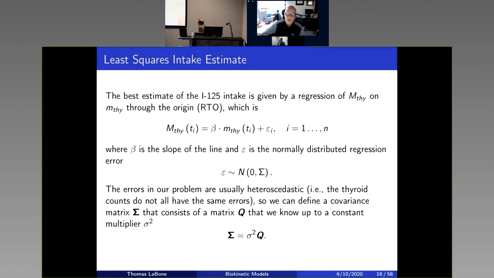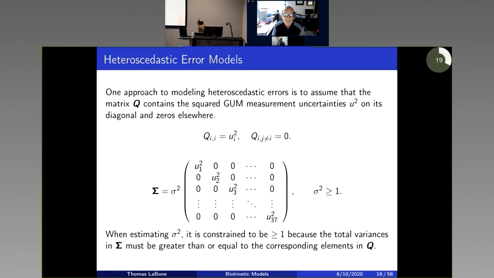And so the standard way of handling this is we come up with a covariance matrix, a matrix Q that we know up to some constant multiplier, sigma squared. And so this is what sigma is in the normal distribution. A standard way of doing this is that Q is going to be the GUM measurement uncertainty squared on its diagonal, and 0 everywhere else, which means the errors are not correlated. Is there a question?